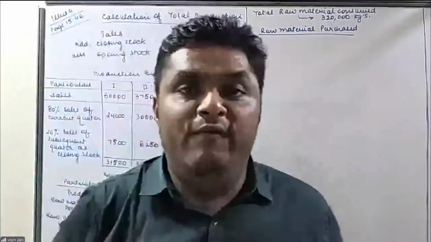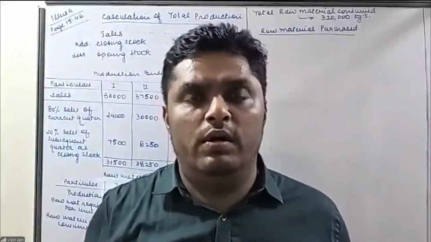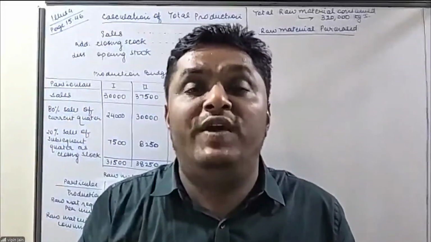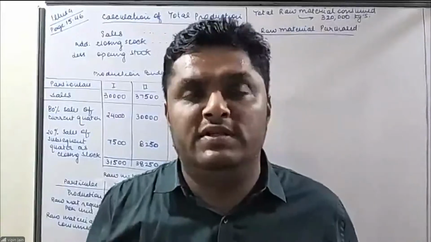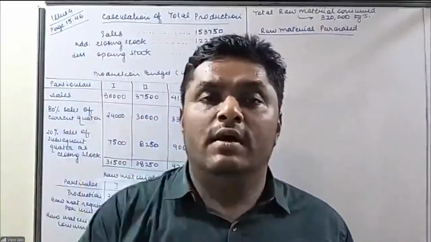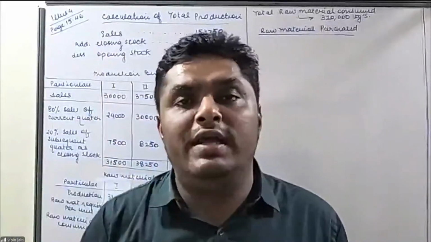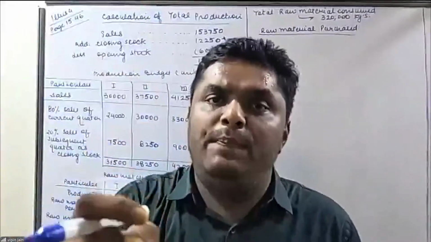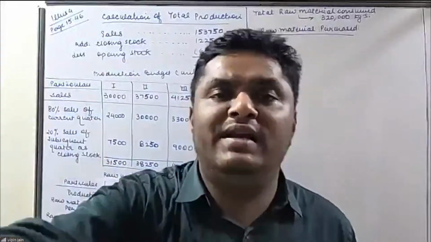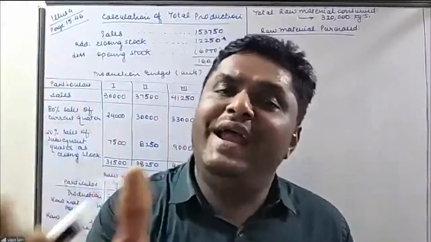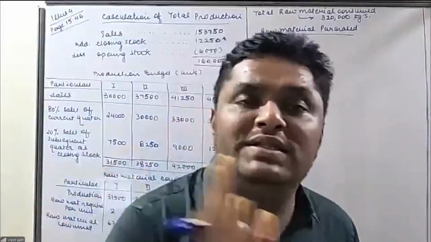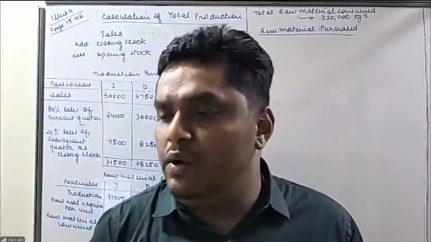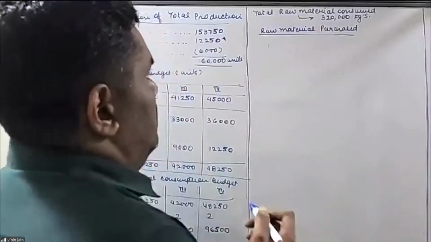So see, we have raw material consumed. If we add closing stock and subtract opening stock, we will easily calculate the raw material purchase. Normally, if purchase is given and we have to find closing stock, we write opening stock, add the purchase quantity, and subtract the quantity used, so we get the closing stock. In the same way, when purchase is not given but opening stock, closing stock and consumption are given, we can easily calculate the purchase quantity.